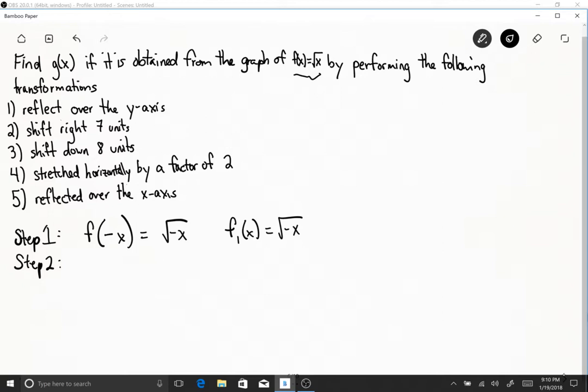Step 2. So we're going to take f1 of x, so that's a check mark on that one. Shift right 7 units. So we're going to take f1 of x, and now what do we want to do? Well, to shift right, we go minus on the inside, so we go minus 7. So now this becomes the square root of negative times the quantity x minus 7. And notice that's f2 of x.